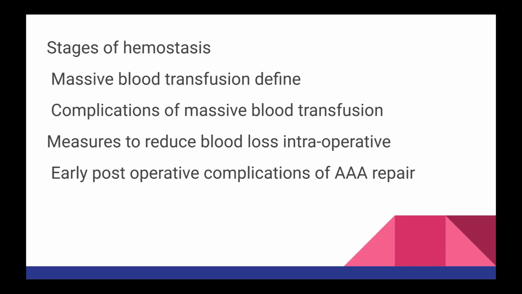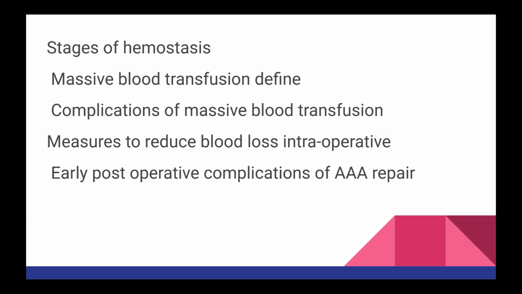Okay, so what are the complications of massive blood transfusion? DIC, then hypothermia. Then there can be citrate toxicity, there can be hyperkalemia, hypocalcemia. Then the patient can go into acidosis. There can be transfusion-related acute lung injury.